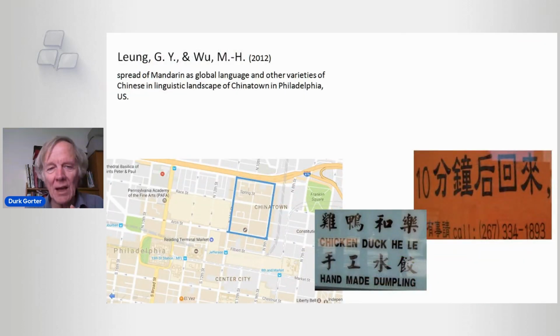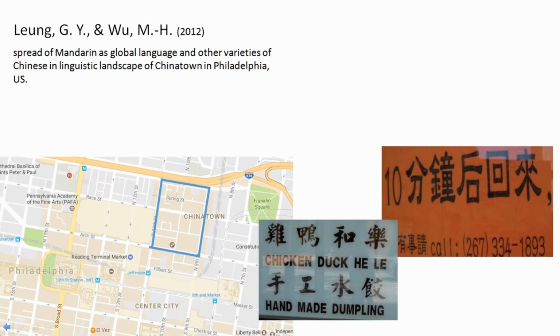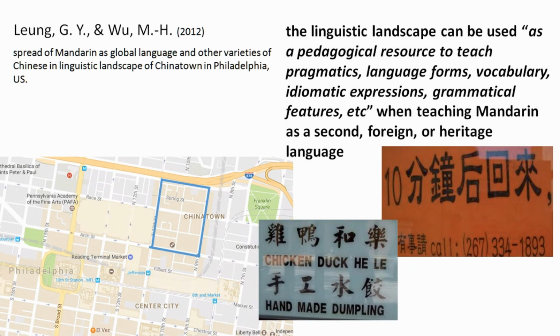Another example is the use of Mandarin in Philadelphia, in Chinatown. And Leung and Wu used it there as a pedagogical resource to teach about pragmatics, about different language forms, about vocabulary, about idiomatic expressions, grammatical features, etc. So they used it there in a more linguistic sense. So that's another way to use the linguistic landscape as a tool.